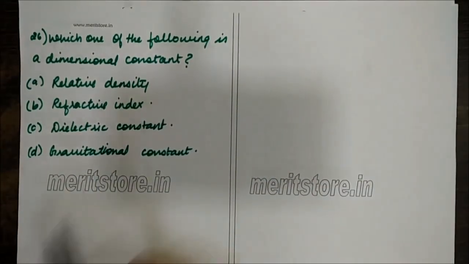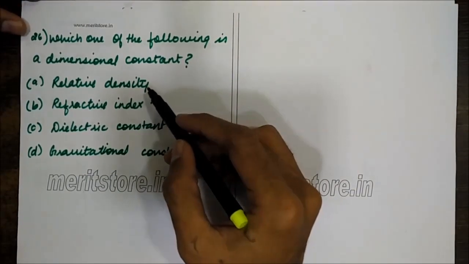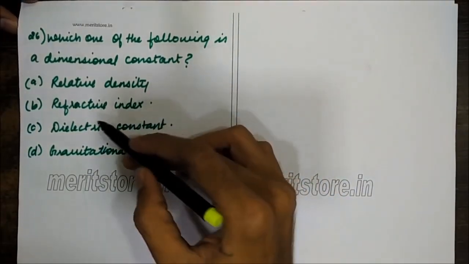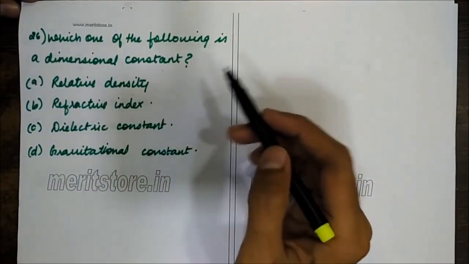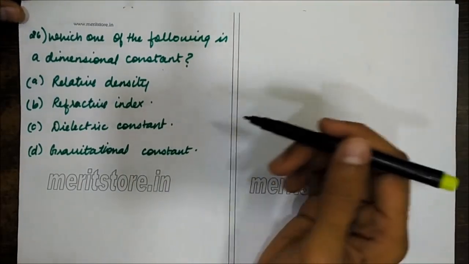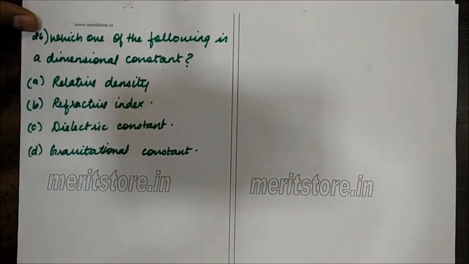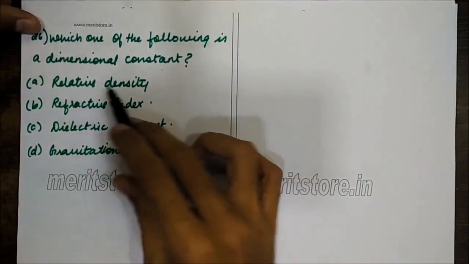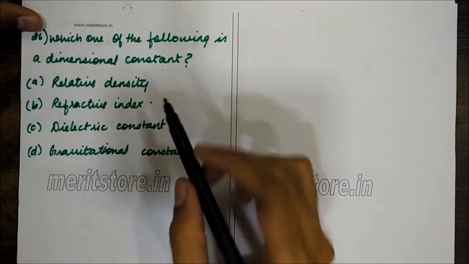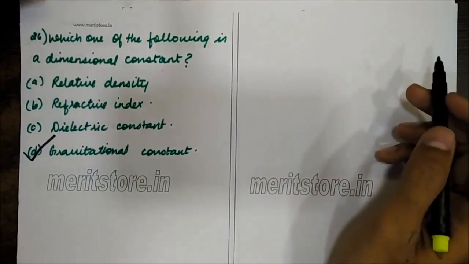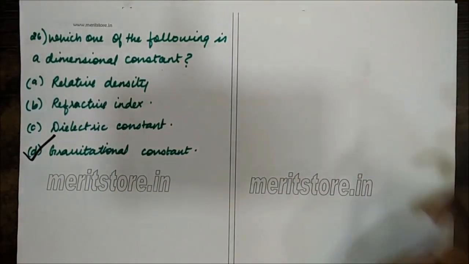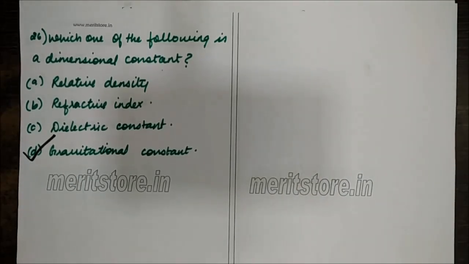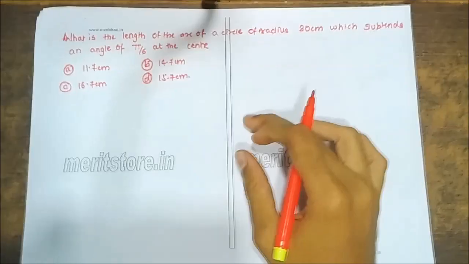Which of the following is a dimensional constant? Relative density, no dimensional. The value has to be a constant. Dielectric constant, no, not dimensional. Refractive index, again mu has no dimension. Gravitational constant is a dimensional constant because it has a value for that constant. So gravitational constant among the four of them is a dimensional constant.